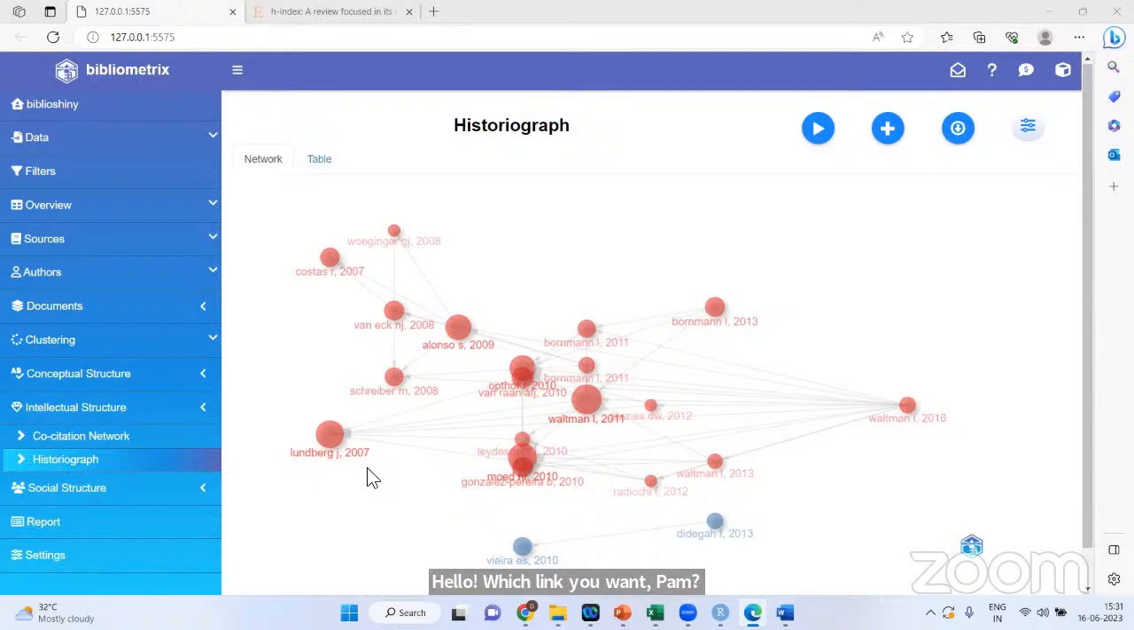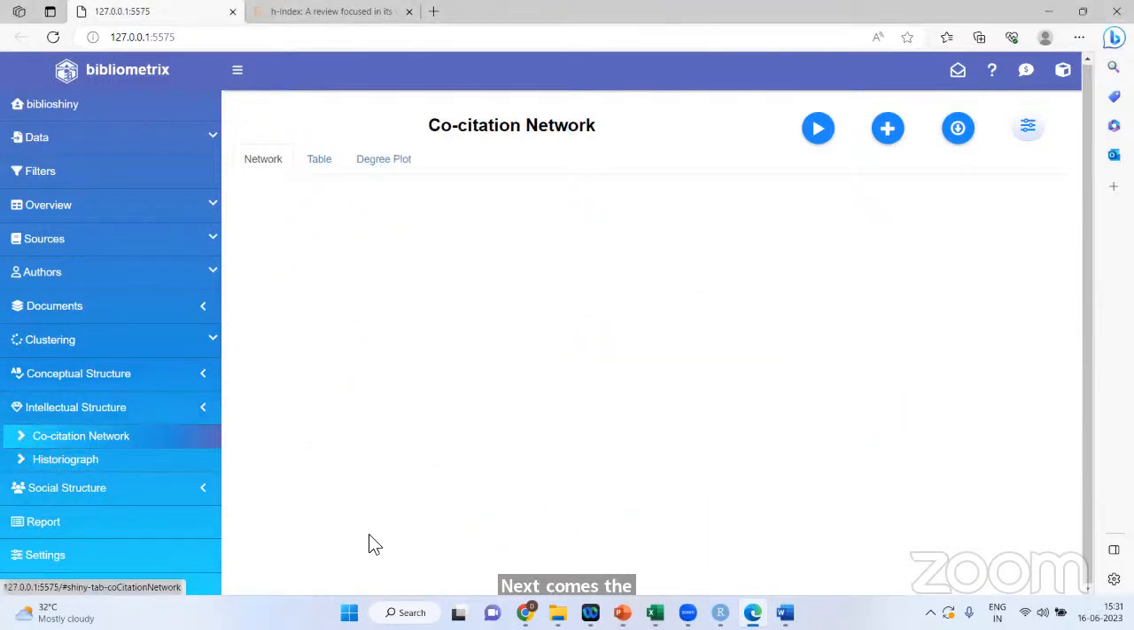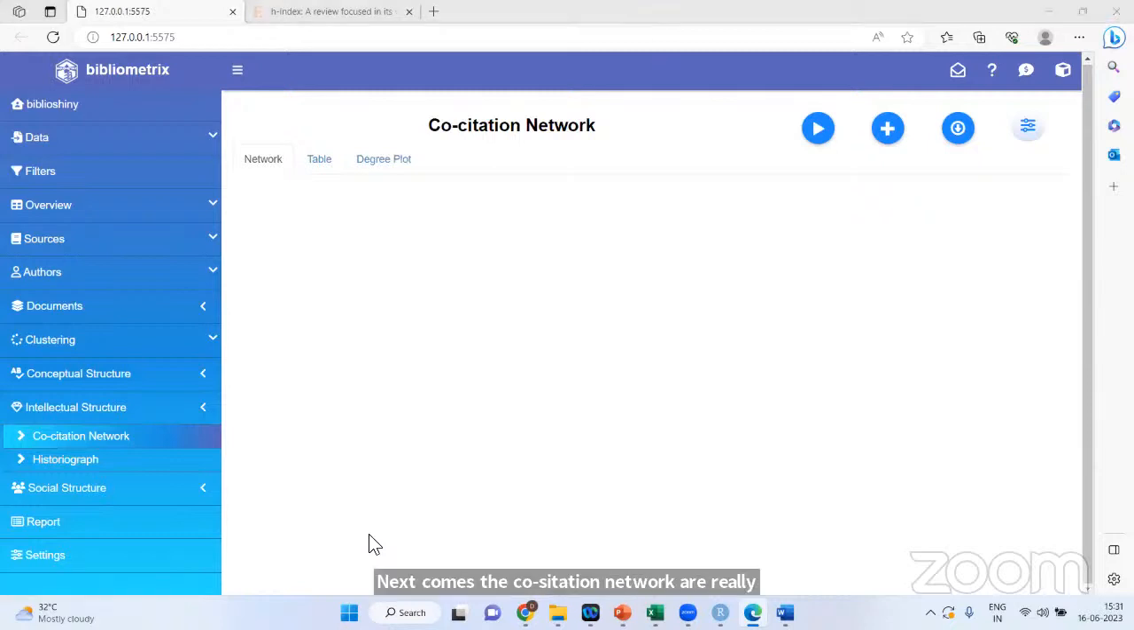Okay. Now click on. Yeah, you can find out the benchmark paper in both ways. One is the method of citation, another is the method of time scale. Next comes the co-citation network. Okay. Just click on co-citation network. Really an eye-opener for all of you.